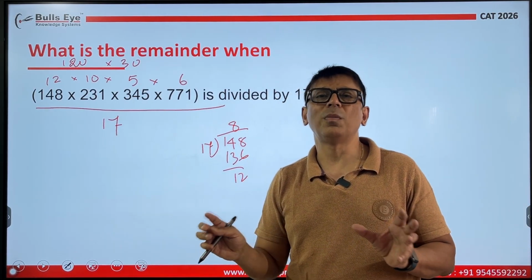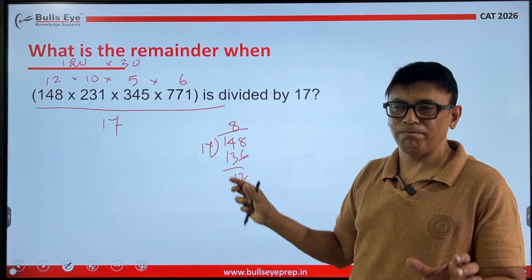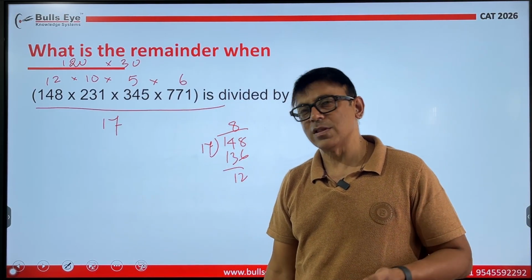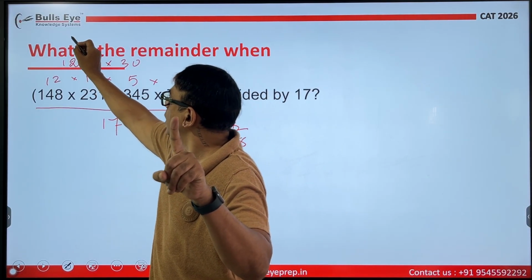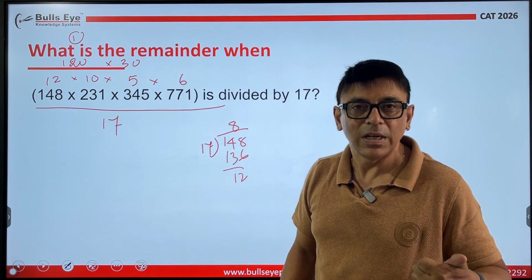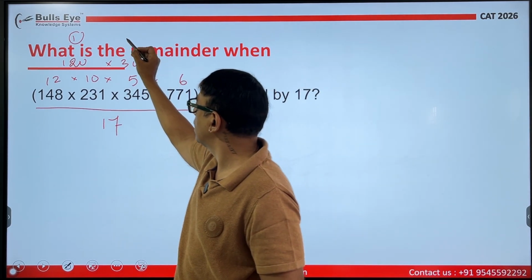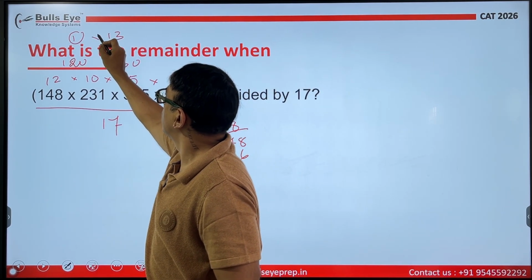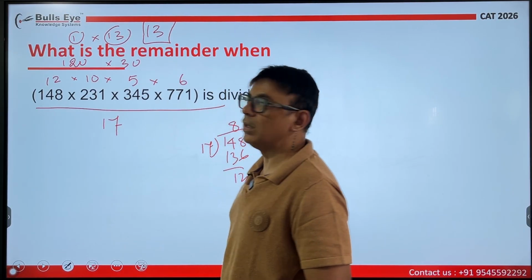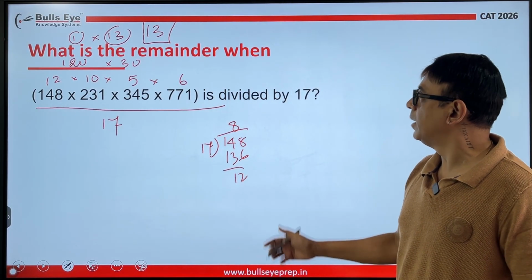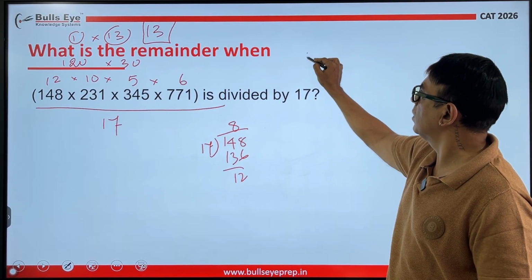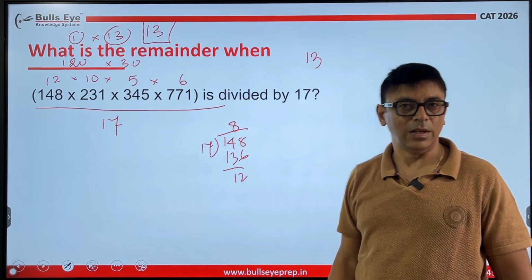But if you don't want to play with the bigger numbers, you can still go with bits and parts. 120 divided by 17. 17 7s are 119. So the remainder is 1 here. 30 divided by 17. 17 1s are 17. 30 minus 17, the remainder is 13. So 13 into 1. Finally, the answer is 13. Right? What is the remainder when this number is divided by 17? Our answer is that the remainder is 13.